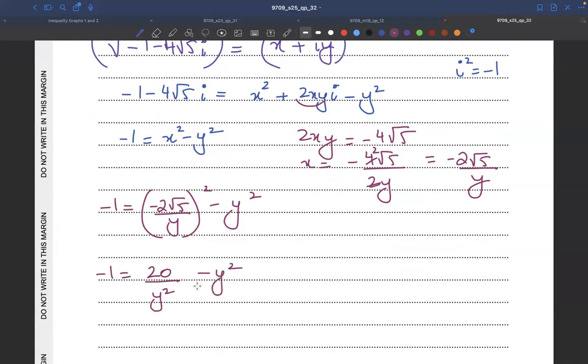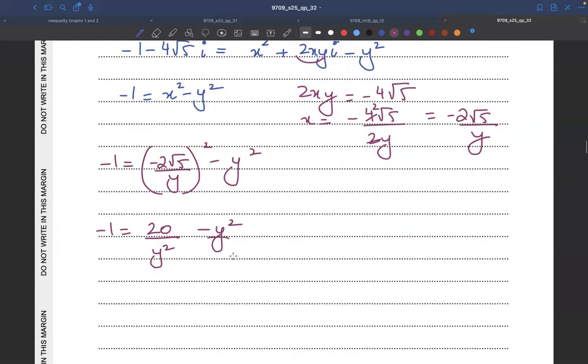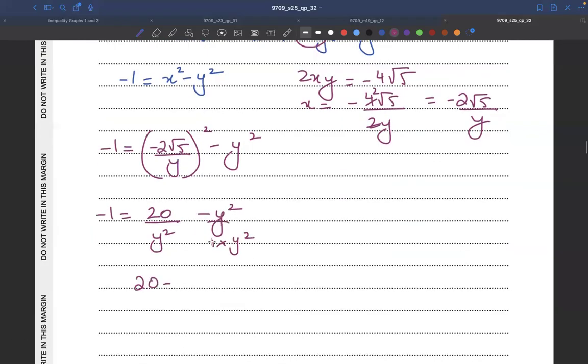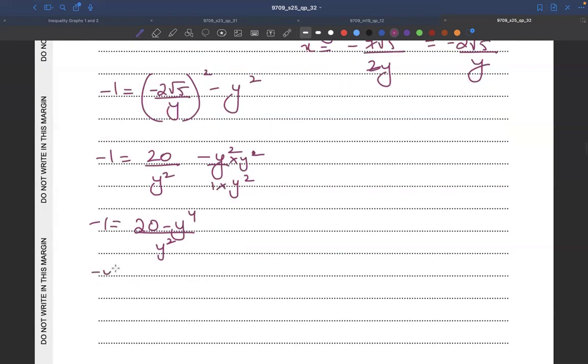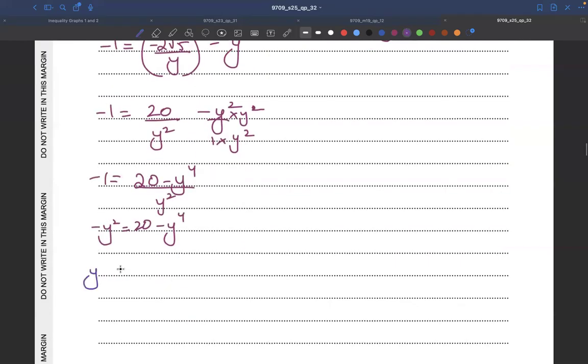Taking the LCM, so this is multiplying by y square. You will get 20 minus y to the power of 4, divided by y squared, equals -1. Cross multiplying, we'll get minus y squared is equal to 20 minus y to the power of 4. Making y to the power of 4 positive, we'll get y power 4 minus y squared minus 20 equals 0. Now, this is a simple quadratic equation.